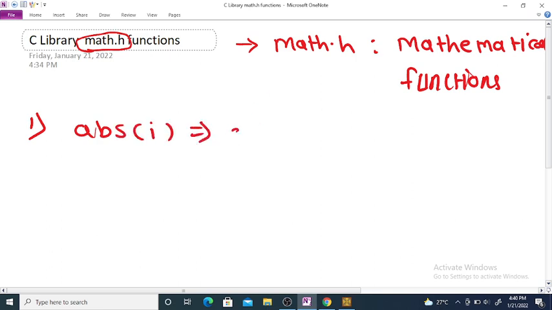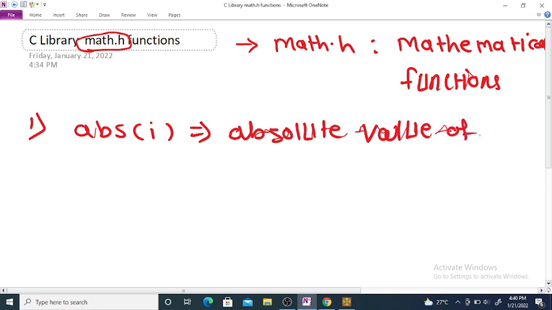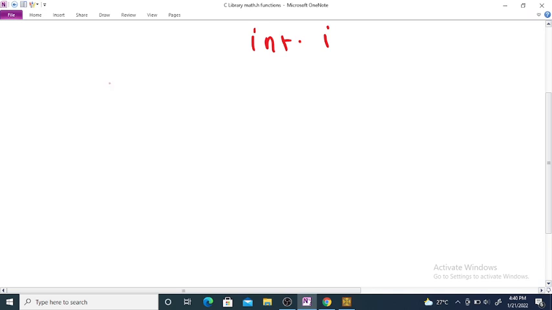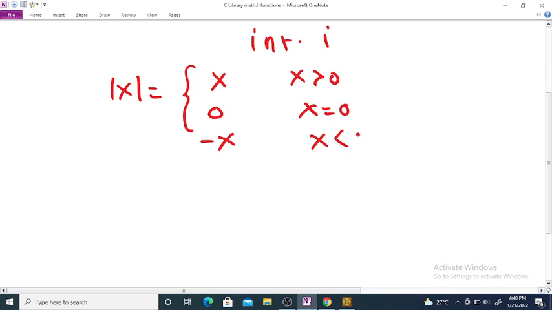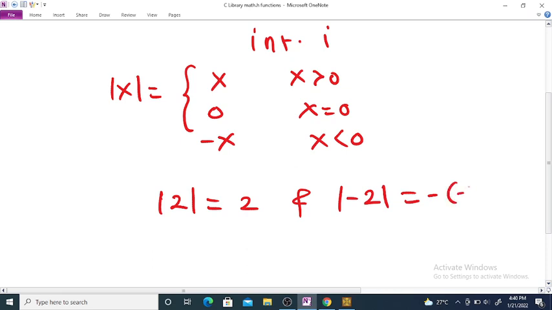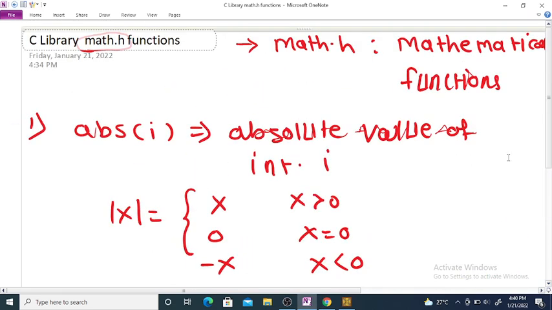It returns the absolute value of an integer I. We know that the absolute value function mod of x is equal to x if x is greater than 0, equal to 0 if x is equal to 0, and equal to minus x if x is less than 0. So if x is 2, the output is 2, and if x is minus 2, then it is minus of minus 2, so it is again 2. So if you want the absolute value of an integer, abs of I returns it.